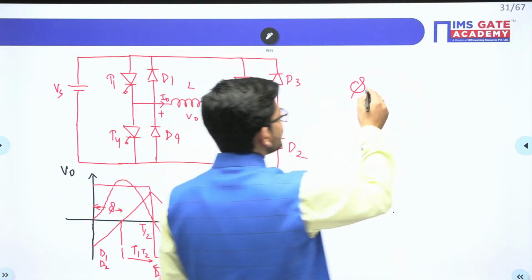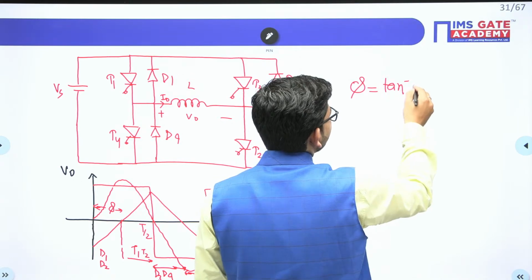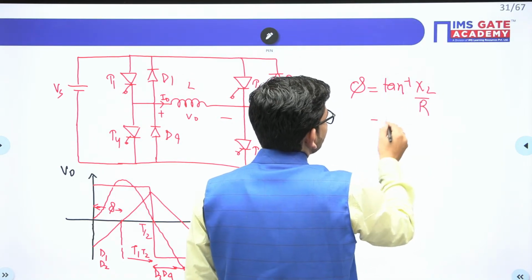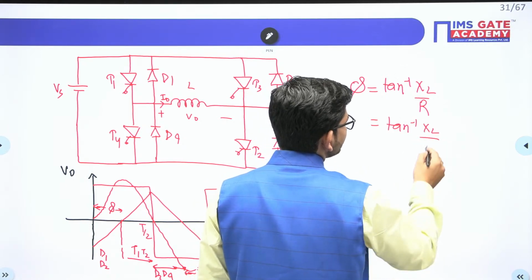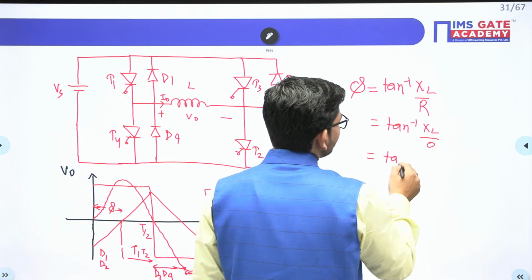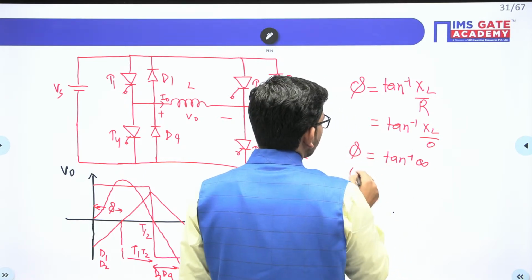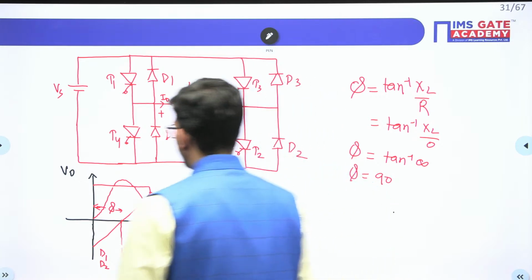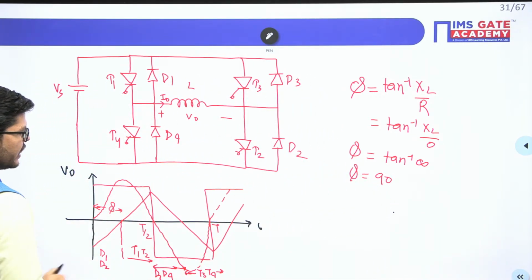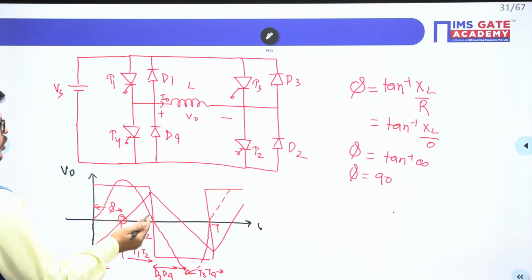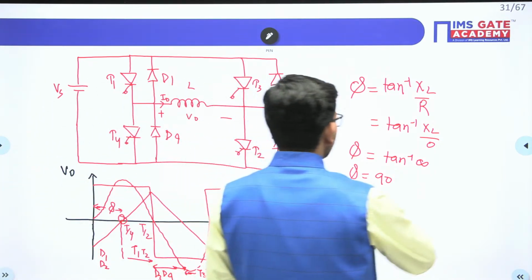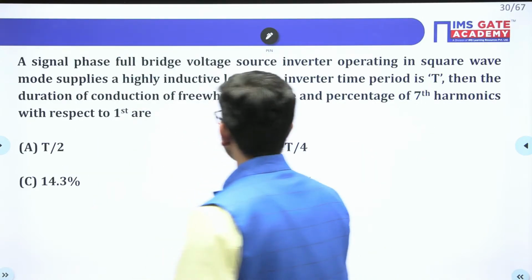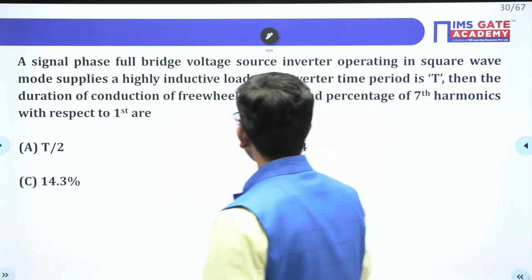This angle will be calculated by tan inverse XL by R. Since it is a purely inductive load, XL has some value but the resistance is 0 here. So we get tan inverse infinity, and the value of phi will be 90 degrees. This will be a midpoint. If this is T by 2 duration, this is surely T by 4. So D1, D2 will conduct for T by 4 duration.